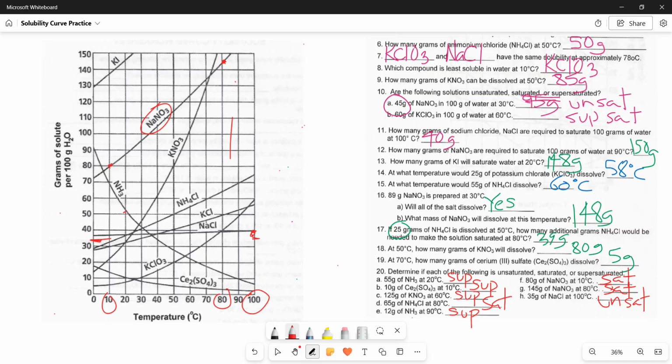Okay, so that's how you read a solubility curve and find out different values that you need for a solution and its solubility. I hope this helped.